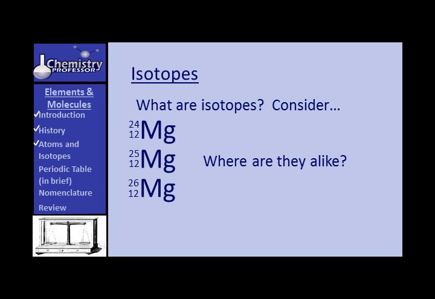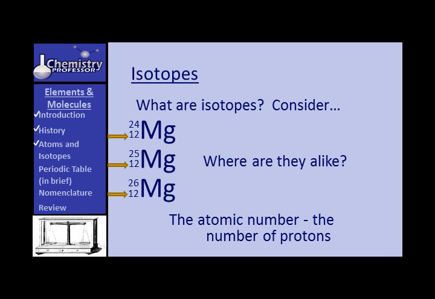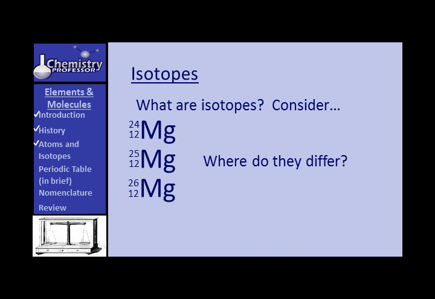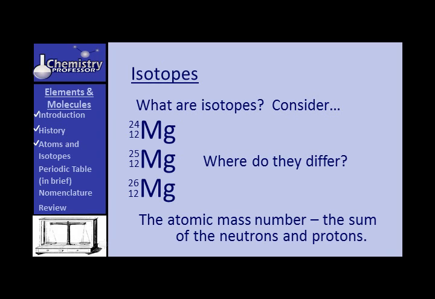Where are they alike? Well, they are alike in the atomic number, which is the number of protons, and that has to be that way. Remember, it is the number of protons, the atomic number, that defines what the element is. Okay, where do they differ? They differ here in the atomic mass number, which is the sum of neutrons and protons, the number of nucleons, if you recall.